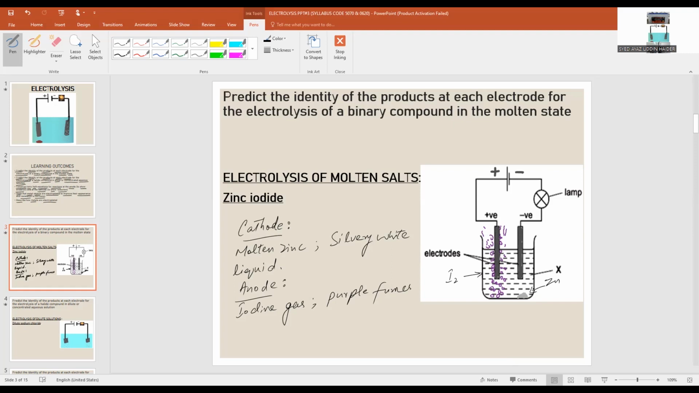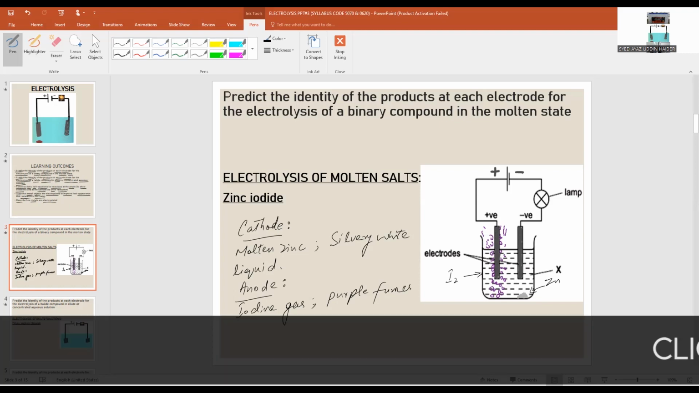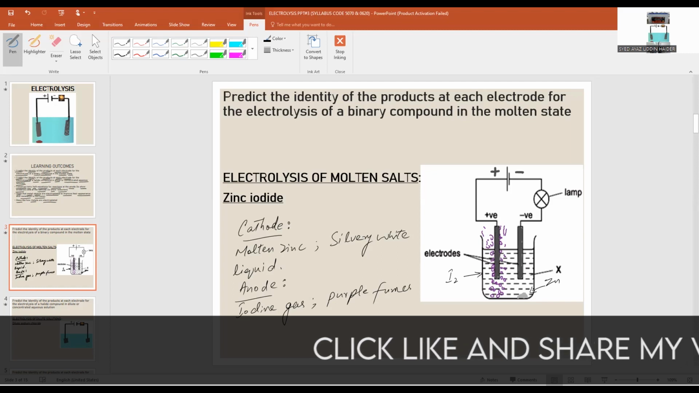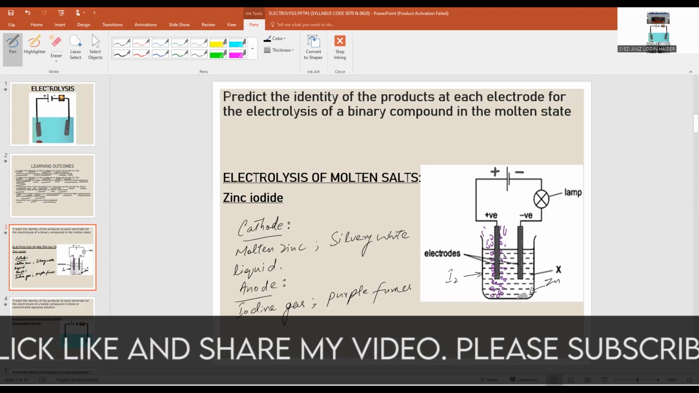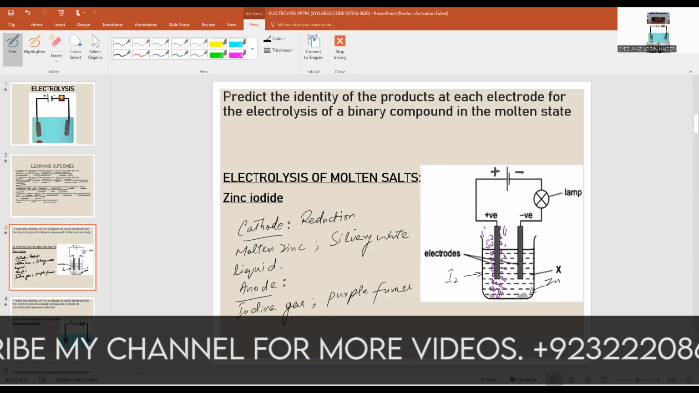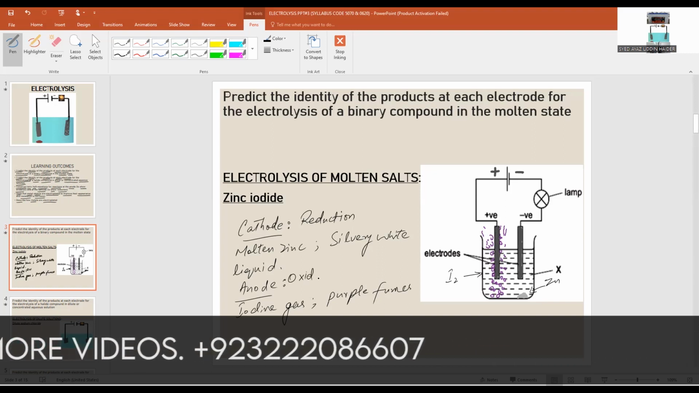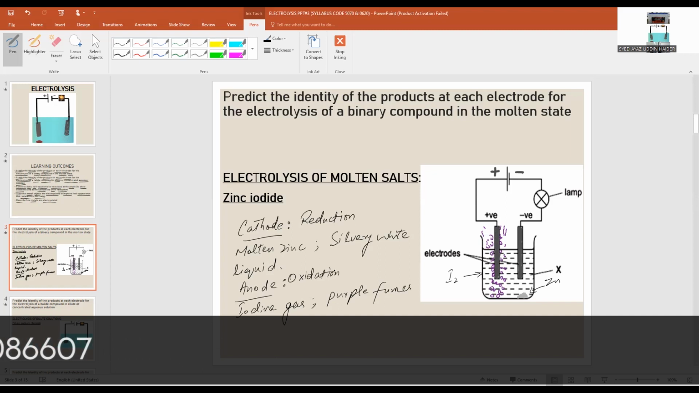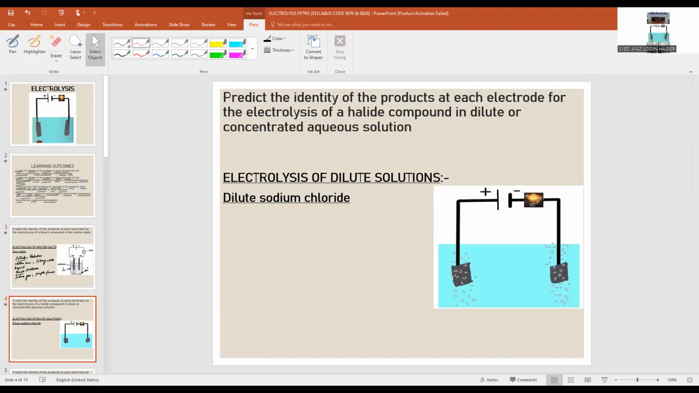Remember this point: at the cathode, there will be a reduction or gain of electrons, which means zinc ions will gain electrons, while at the anode, there will be oxidation or loss of electrons, which means iodide ions lose 2 electrons to release iodine gas or fumes. We have reduction at the cathode, oxidation at the anode.